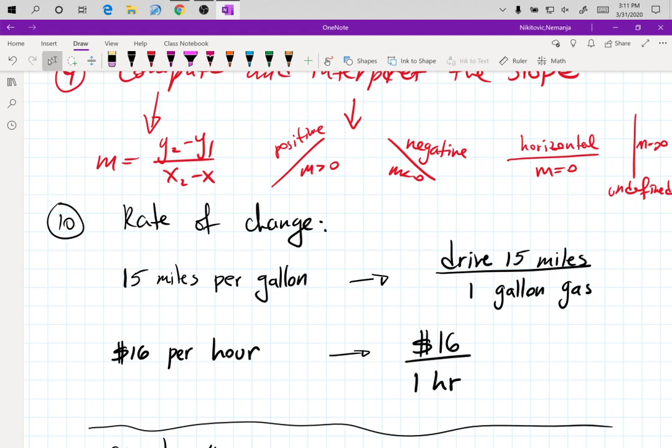When they say that something is changing at a rate, that's written as a fraction, and the fractions are read as the slopes, right? So 15 miles per gallon means drive 15 miles for 1 gallon of gas. $16 per hour means earn $16 every hour, right? That's a slope. That's a slope of the linear line, and you can use it to figure out the amount of money.